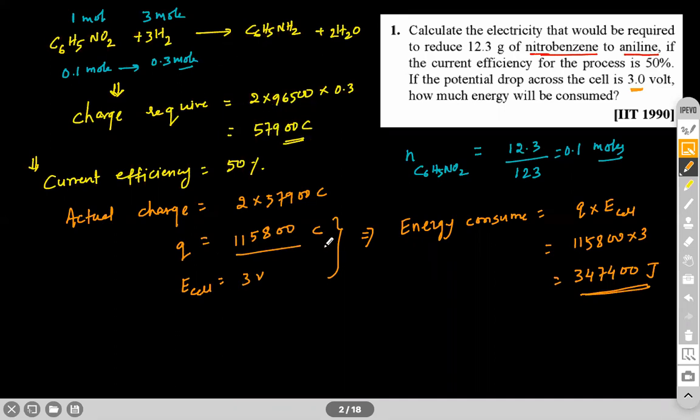And this is E cell; energy consumed is Q into E cell. Okay, hope you understood this. The answer is 3474. Okay, you can copy this down.